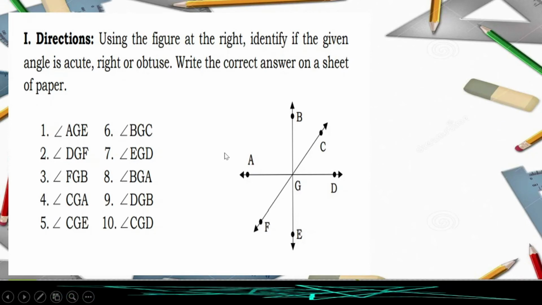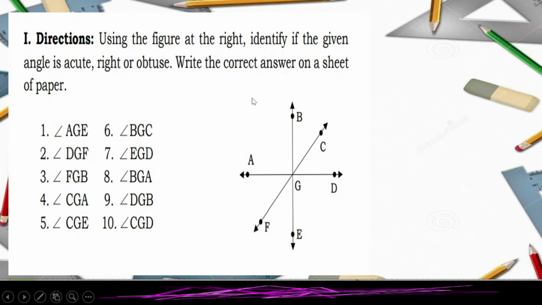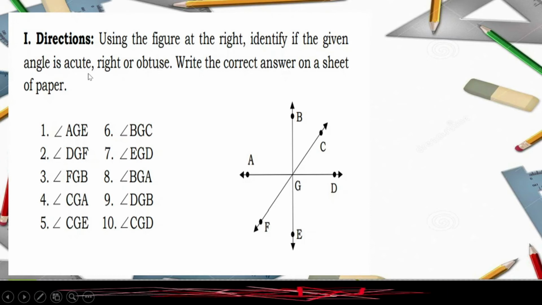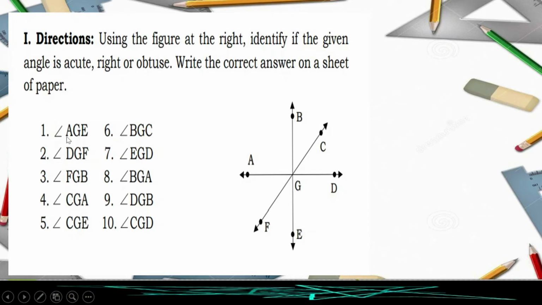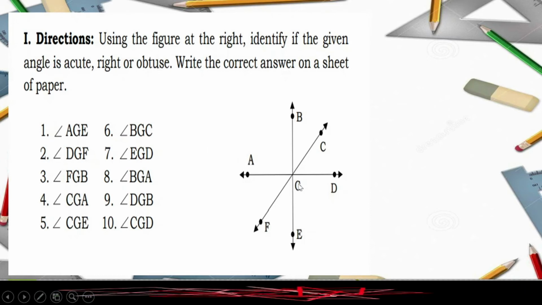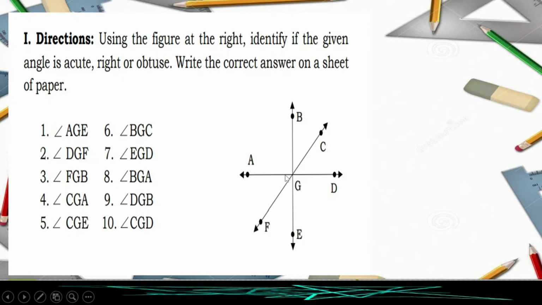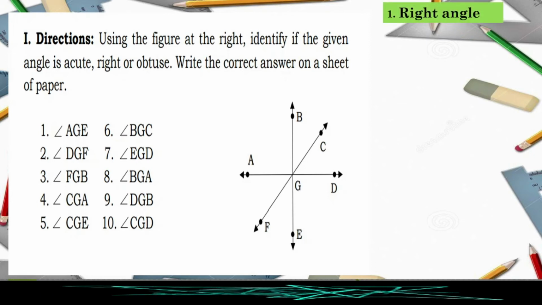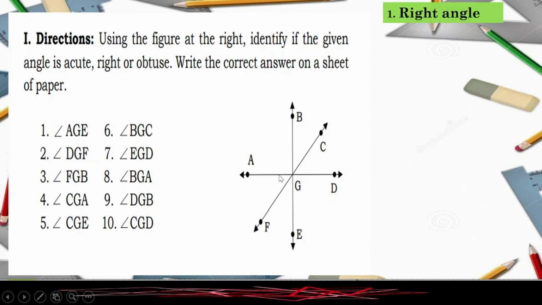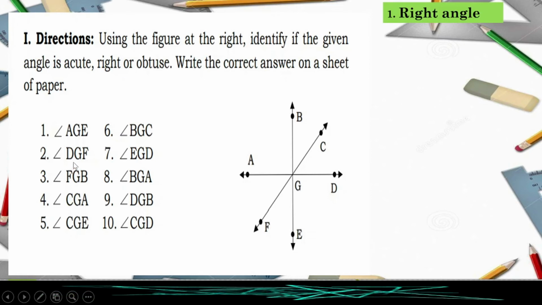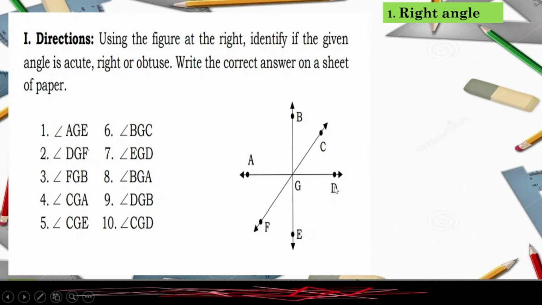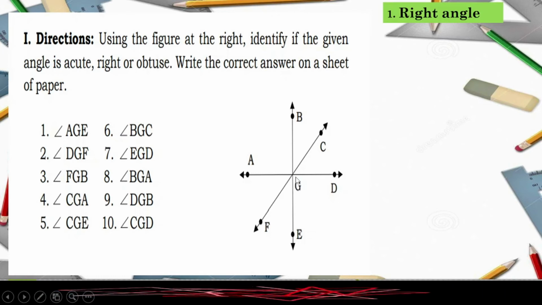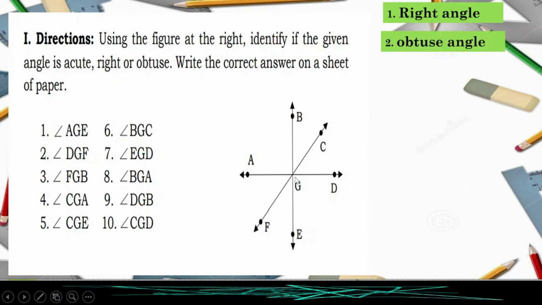Another, using the figure at the right, identify the given angle. Is it acute, right, or obtuse? Write the correct answer on a sheet of paper. So number 1, angle AGE. This one, AGE. So that is, yes, a right angle. Next, number 2, angle DGF. This one. Okay, so that is an obtuse angle.